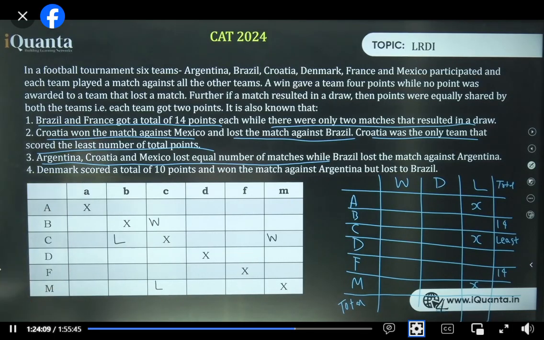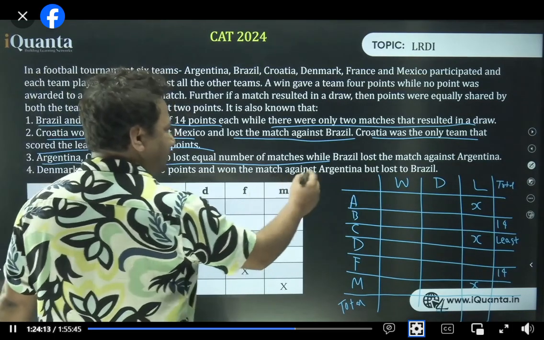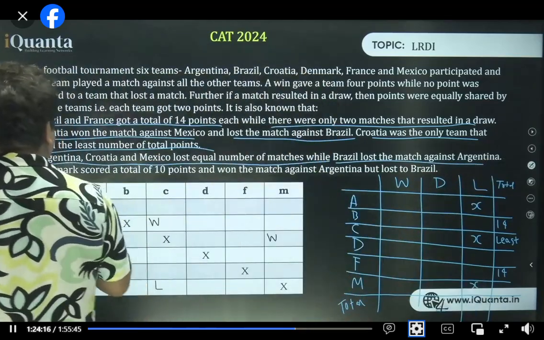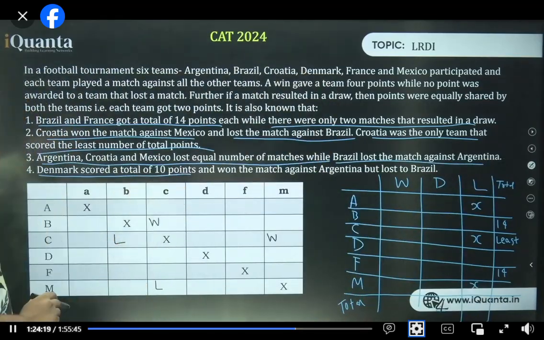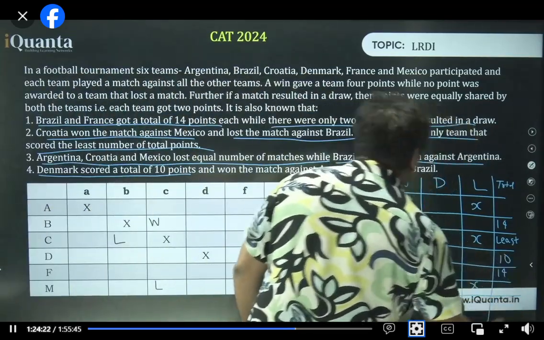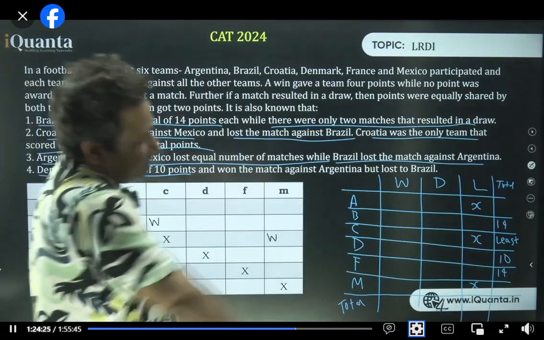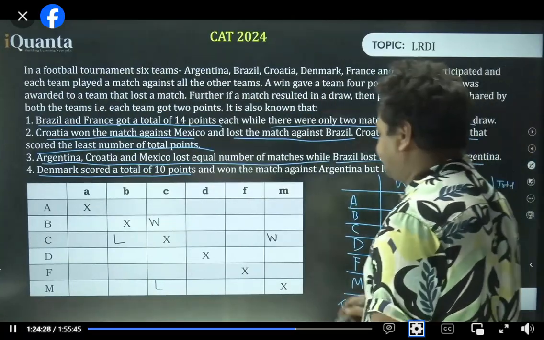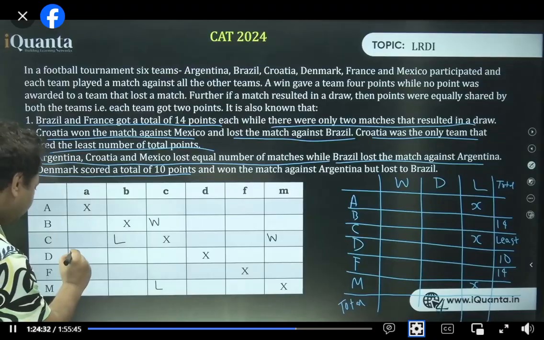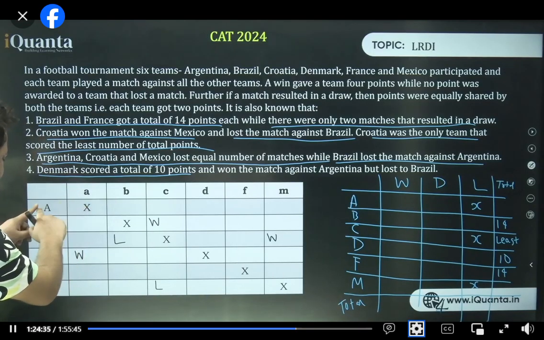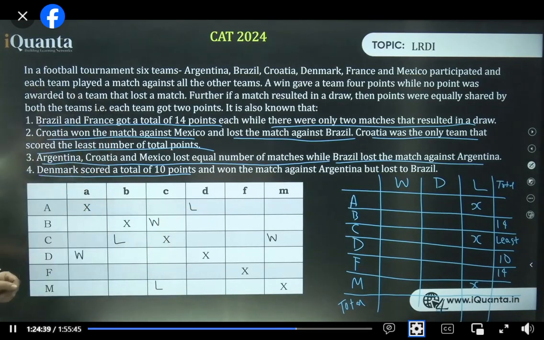Clear? I have assumed them to be X each. So these things also have been accommodated. 4th point, Denmark scored a total of 10 points. I write it here, 10 points, and won the match against Argentina. Denmark won against Argentina, that means Argentina must have lost against Denmark. Cool.